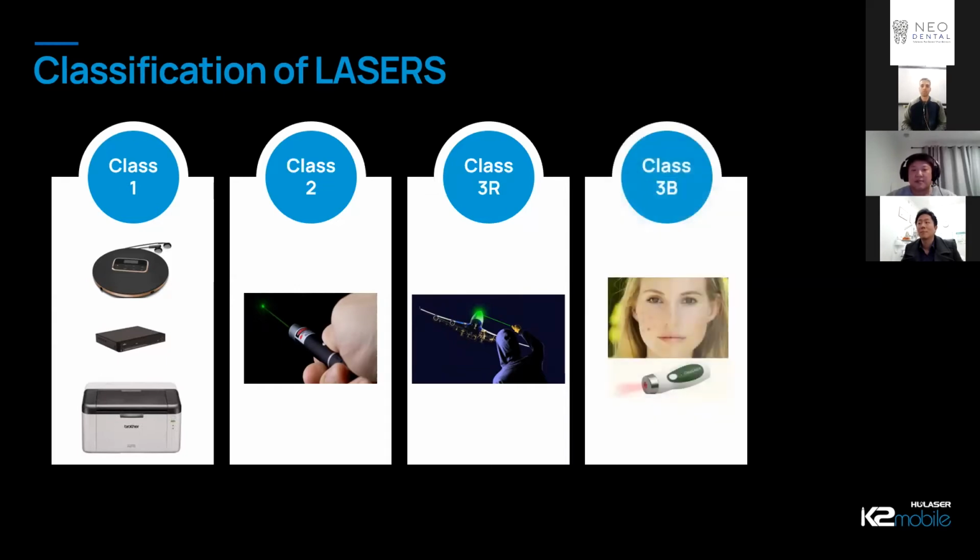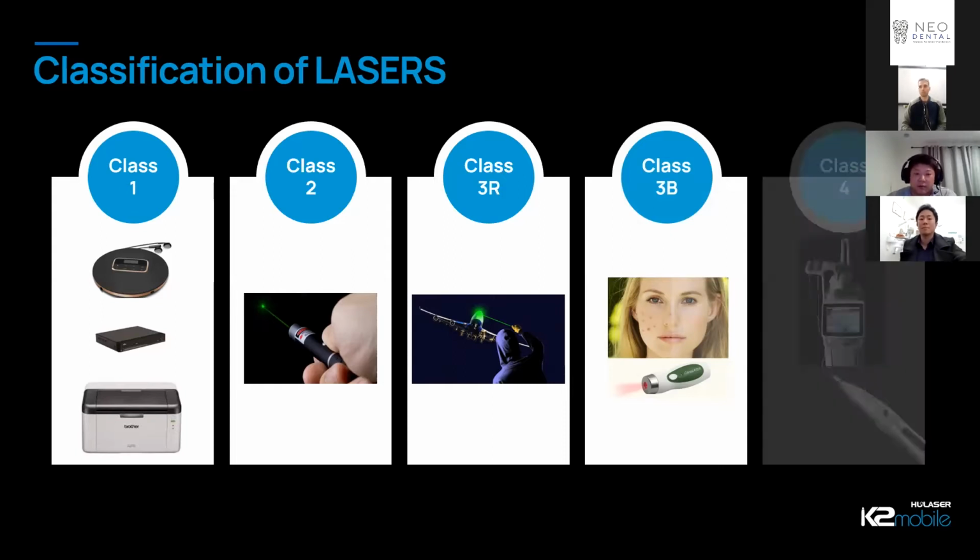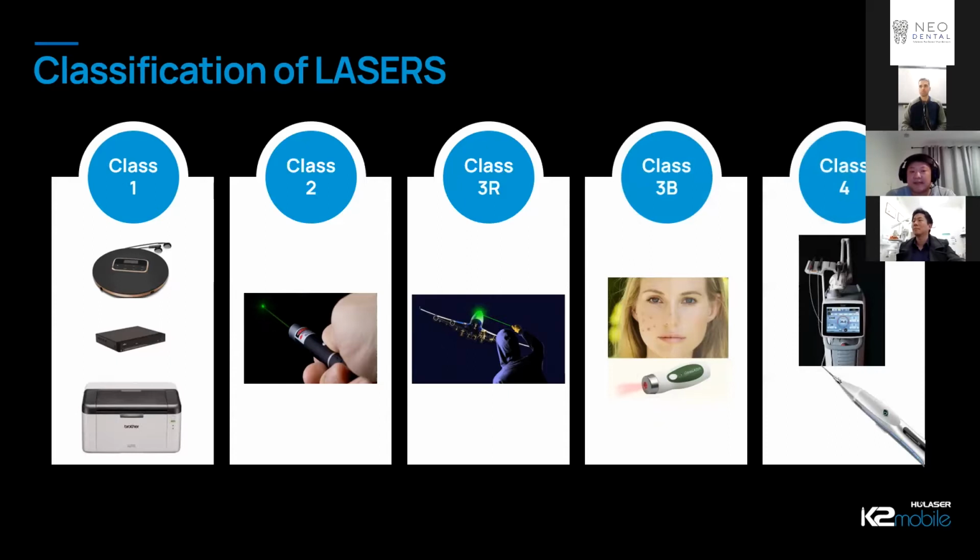The class 3B lasers, they're the ones that can emit up to about 0.5 watts of power. And these are definitely an eye hazard, and skin can be burnt as well at higher levels. But think of things like physiotherapists or chiropractors and beauticians, they use laser therapy to help exfoliate the skin and whatnot. But what we're all interested in is these class 4 lasers.